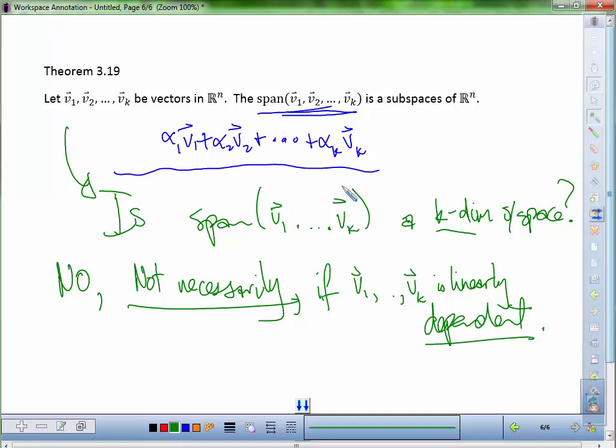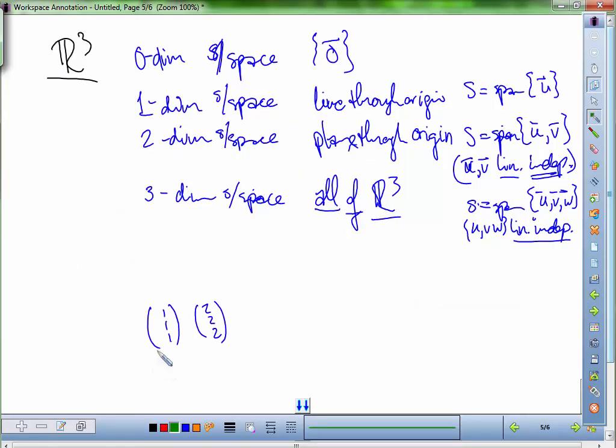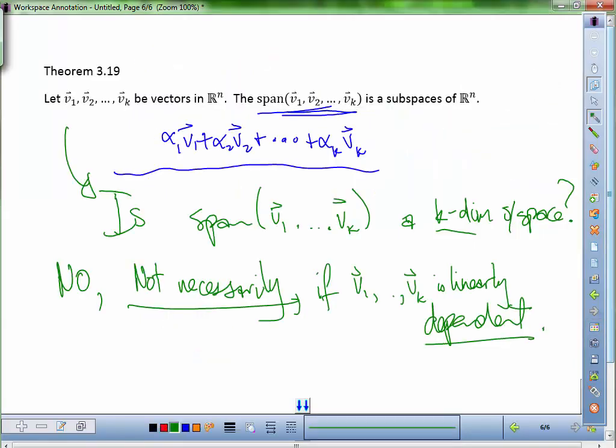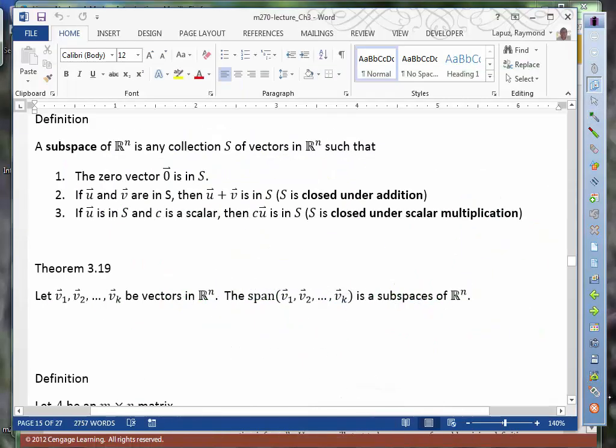Just like in 3D, if I have 1, 1, 1 and 2, 2, 2, and I take the span of that, that's not a two-dimensional subspace. That's just a line. So it's just a one-dimensional subspace. But if they're all linearly independent, then you'll have a k-dimensional subspace. All right, one more piece of information.